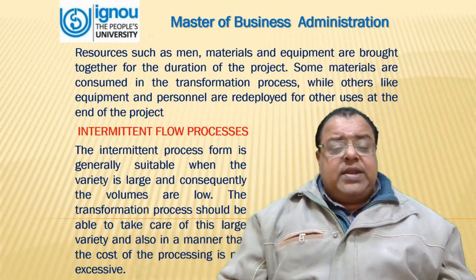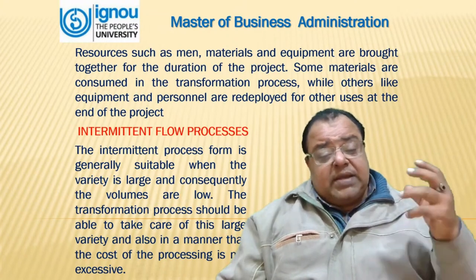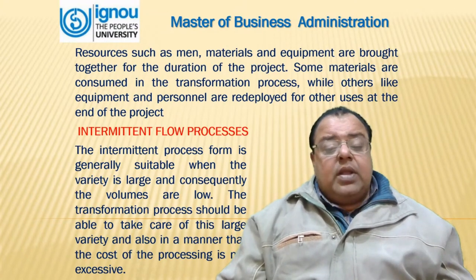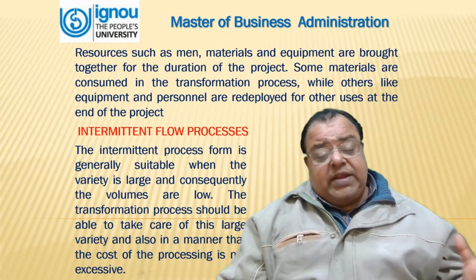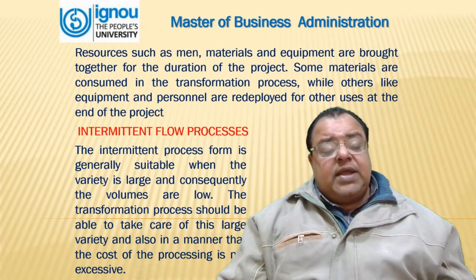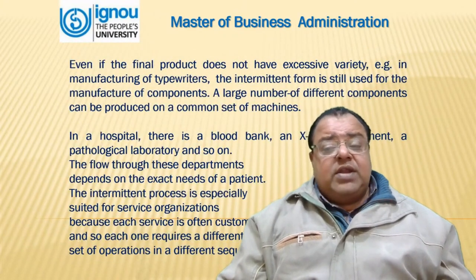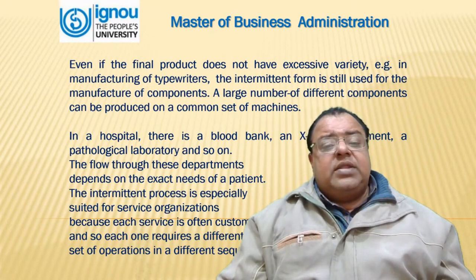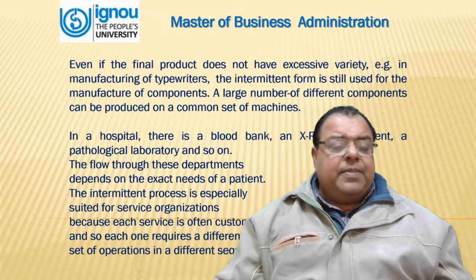Intermittent flow process. The intermittent flow process is generally suitable when the variety is large and consequently the volumes are low. The transformation process should be able to take care of this large variety in a manner that the cost of processing is not excessive, even if the final product does not have excessive variety. For example, in manufacturing of typewriters, the intermittent form is still used for the manufacture of components. A large number of different components can be produced on a common set of machines.